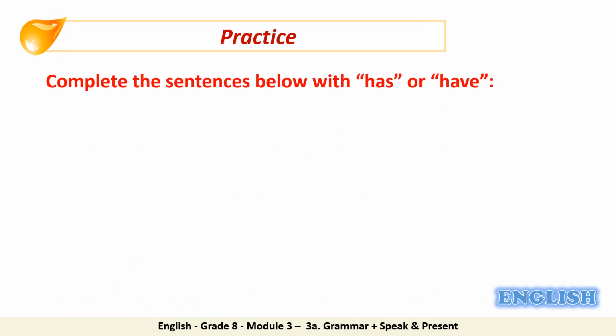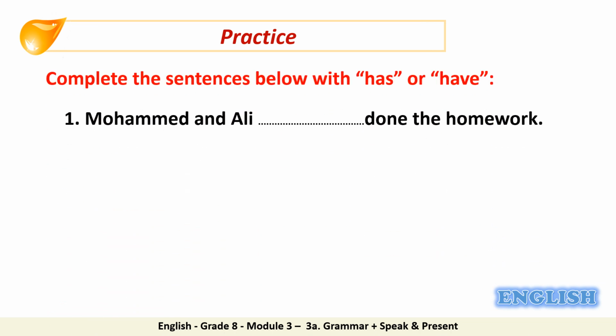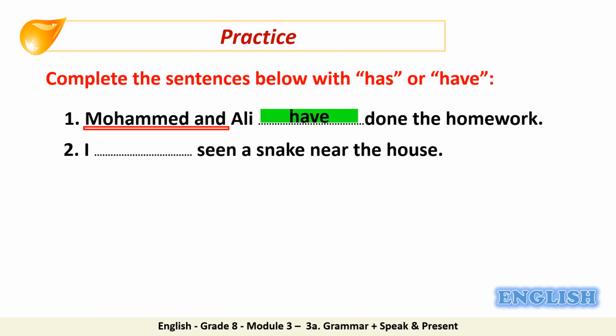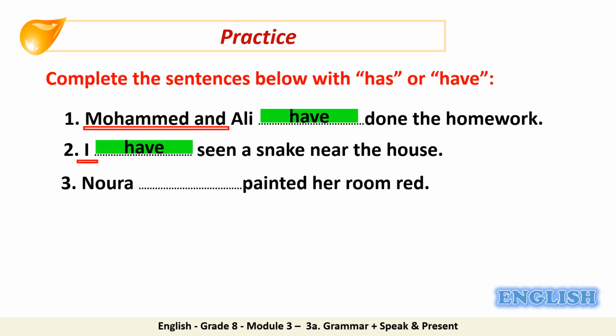Now let's start our first task. Here you should complete the sentences below with has or have. Please don't forget that if the subject is singular, we use has, and if it's plural, we use have. The first one, Muhammad and Ali have done the homework. Excellent. Muhammad and Ali is a plural subject, so it's have. 2. I have seen a snake near the house. Right, when it's I, we use have.